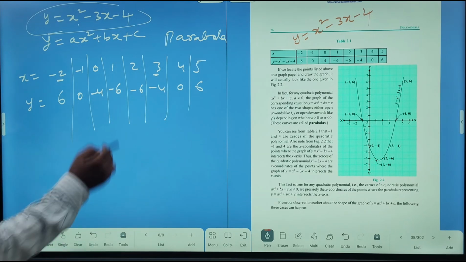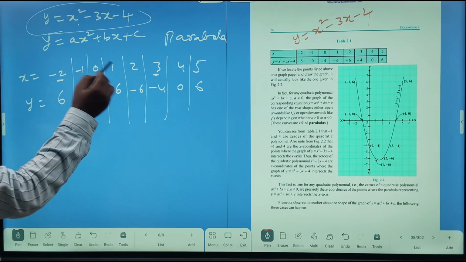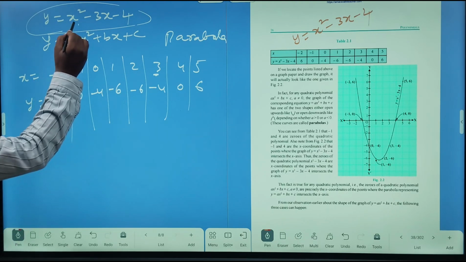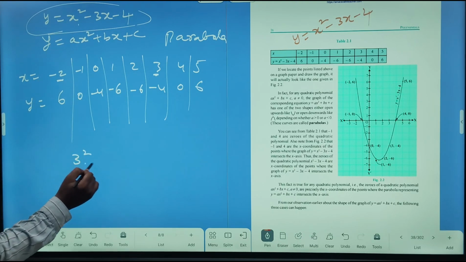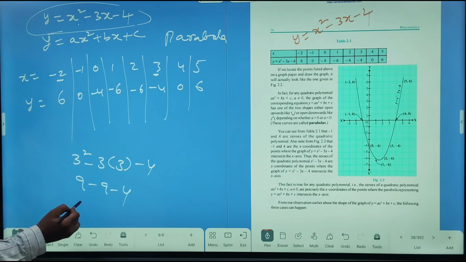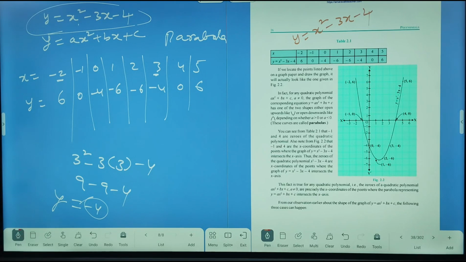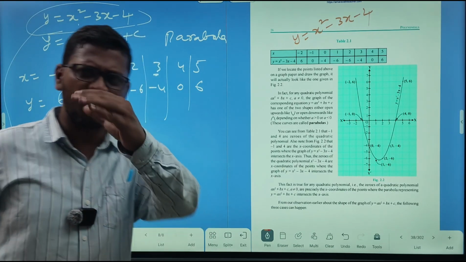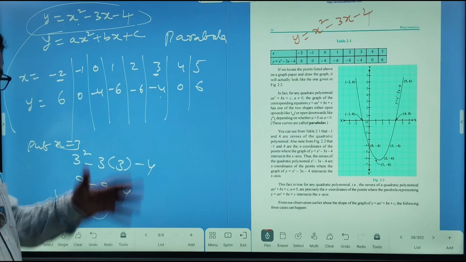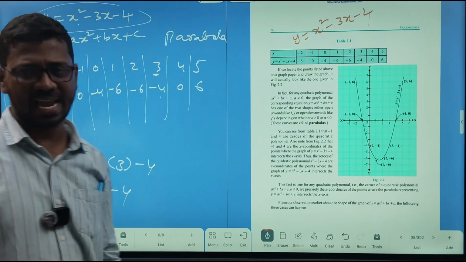So what I am saying is, if you substitute x equal to 3 there, you will get 3 square minus 3 into 3 minus 4. It means 9 minus 9 minus 4, so you will get minus 4. So the y value is minus 4 corresponding to x equal to 3. Just an example point I am saying. Like that, for any few points you have to calculate.